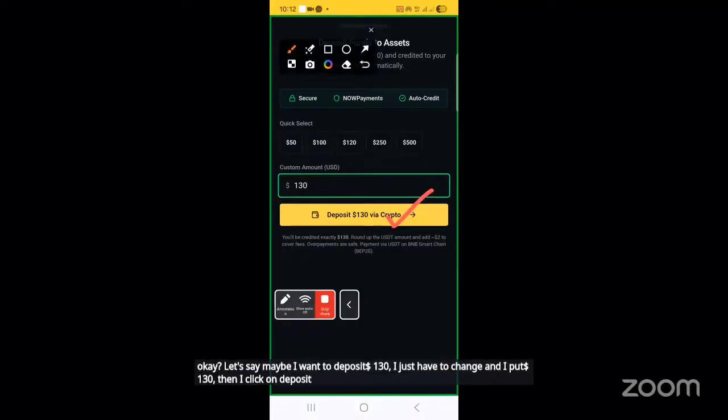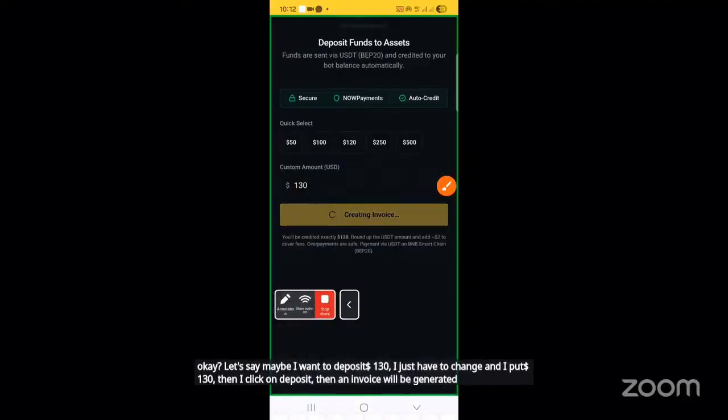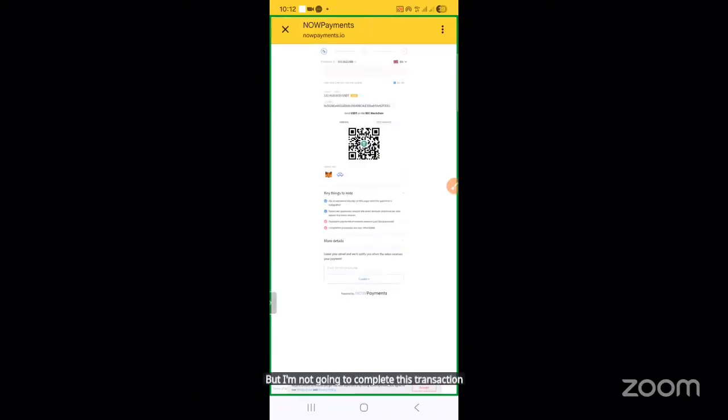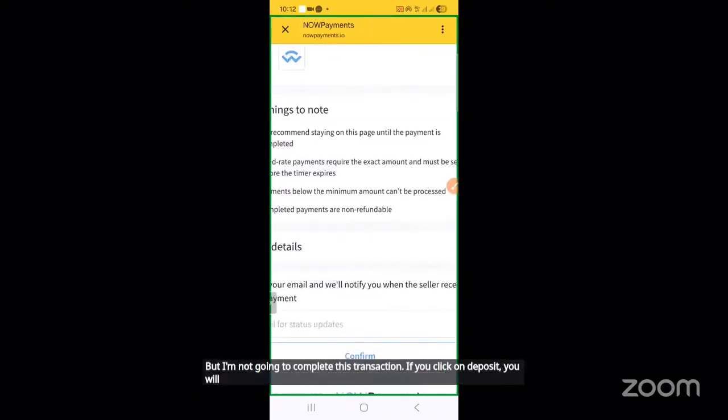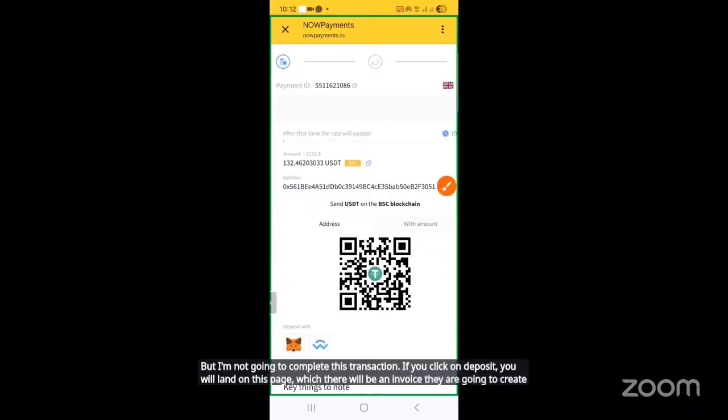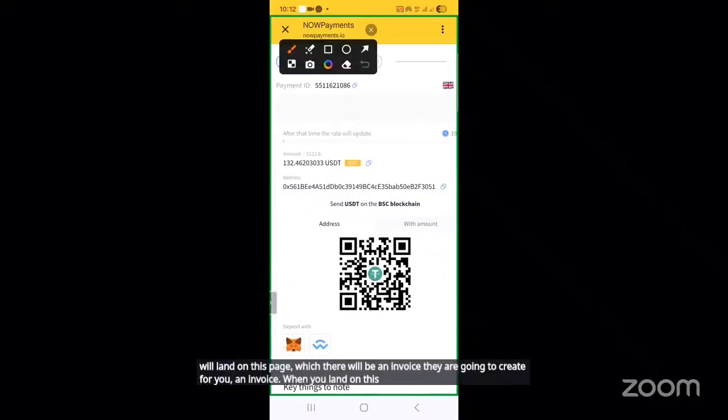Then an invoice will be generated, an invoice like this one. Let me just show you for example purposes, but I'm not going to complete this transaction. If you click on deposit, you will land on this page, where there will be an invoice. They are going to create an invoice for you. When you land on this page, you can see they're telling you to deposit. The amount is 132.6 because they have added some transaction fees that will be charged.